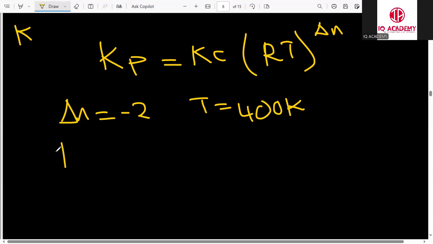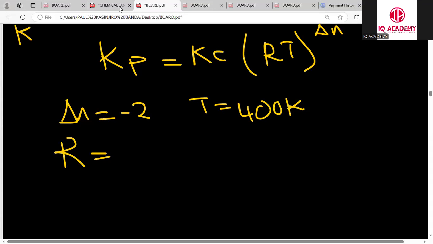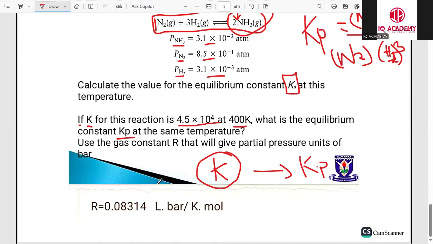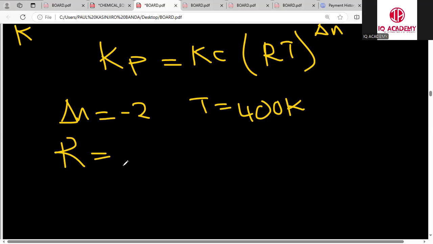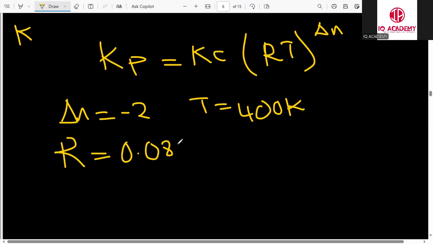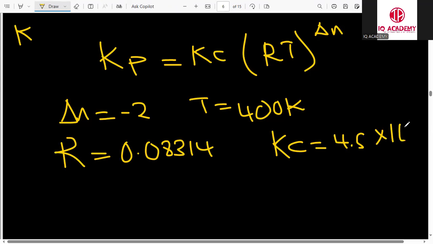And then that R we are given here. This is the R here, so we're just going to get it and use it. The R there will just be 0.08314. So this is what I need in order to convert. And then the Kc, I should also know it. The Kc, we were given that it is 4.5 multiplied by 10 to the power 4. So let's just input these into this formula for us to find the Kp.